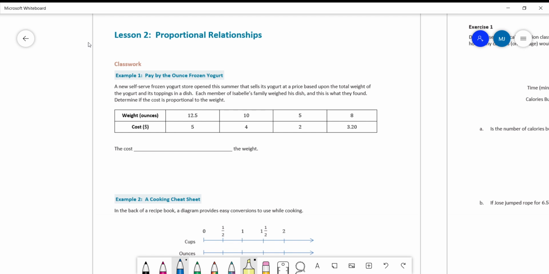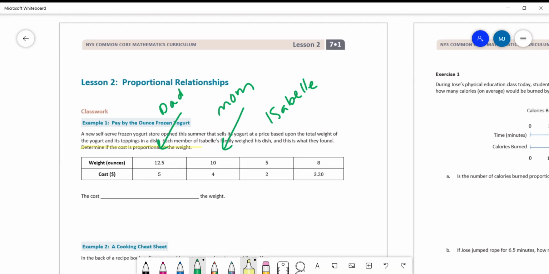So we always want to make sure that we identify what we're trying to figure out. And so looking at this particular problem, across the top we see weight in ounces, and across the bottom we see cost. So this one right here, maybe this is dad, maybe this is mom, maybe that's Isabel, and maybe this is brother. And so what we want to see is, is everybody paying the same amount per ounce?